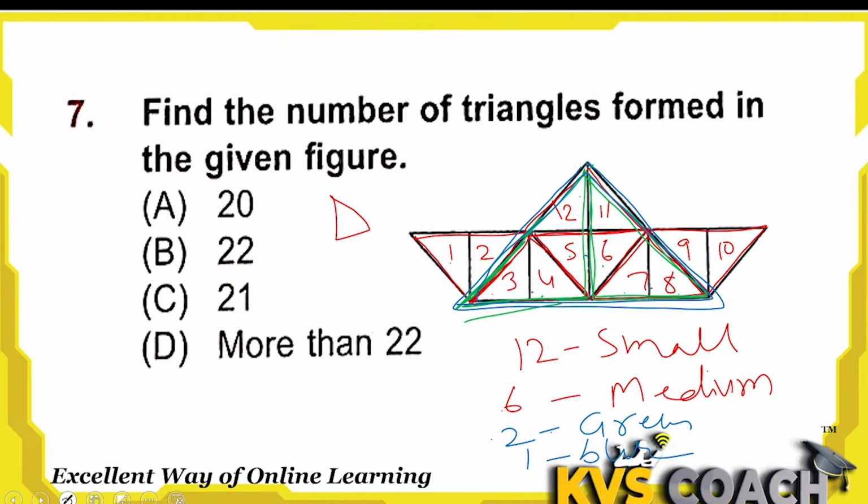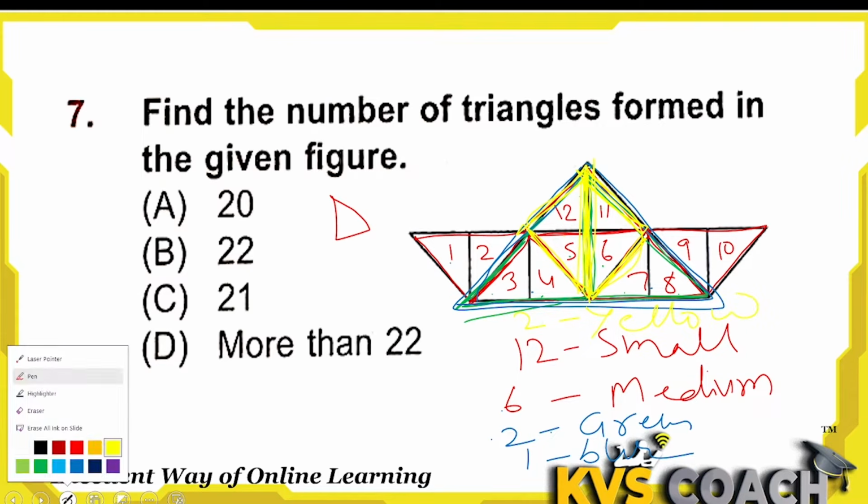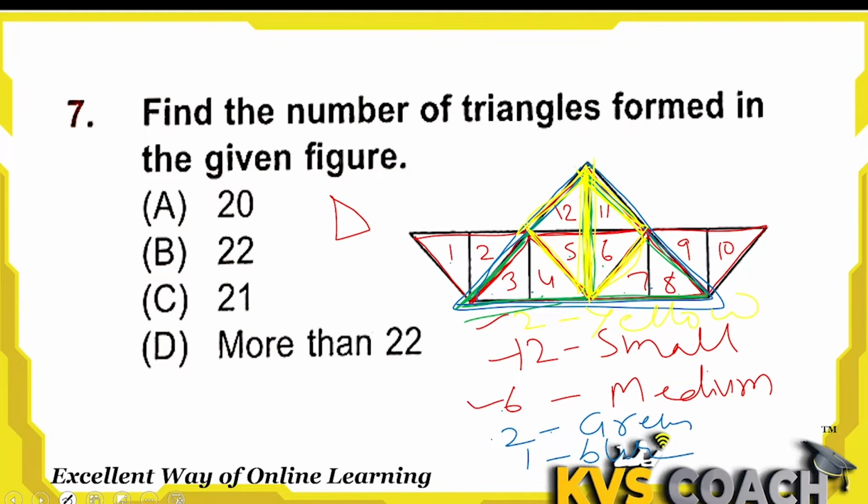And here some triangles we forgot to count. With yellow color I will show you this one, this 12 and 5, 11 and 6, this is also a triangle. So these are 2 triangles, 2 are yellow here. So how many triangles are total here? 2 plus 12, 14, plus 6, 20, plus 2, 22, plus 1, 23. 23 triangles we are counting in total. So what is the option? More than 22 is the right answer here, because we are counting 23 triangles.